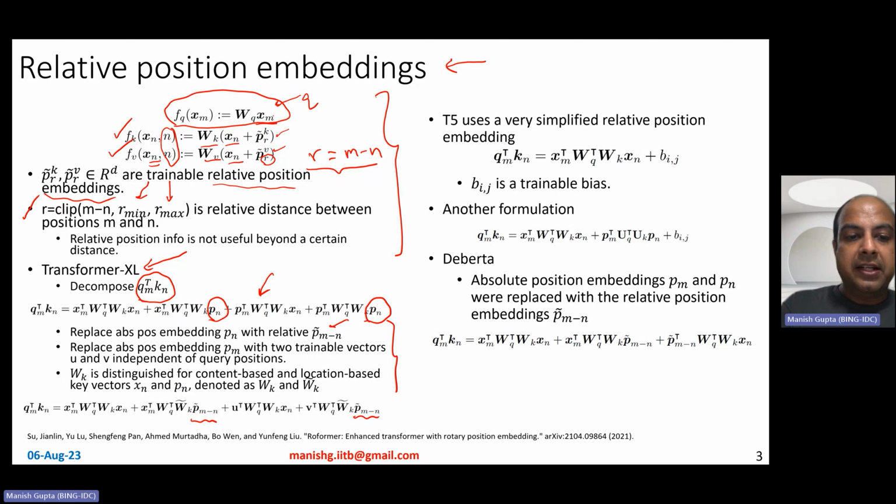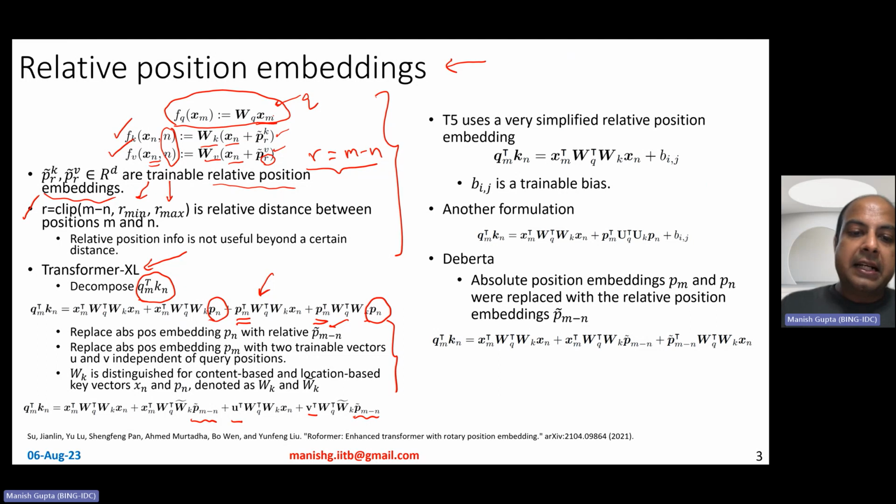Another thing they said is, hey, now you're still left with this PM, so this term and this term, right? What do you do about that? Well, replace it with 2 trainable vectors, which are not dependent on query position at all. So you replace them by U and V, which are independent of the position. They are trainable vectors, but independent of the position.